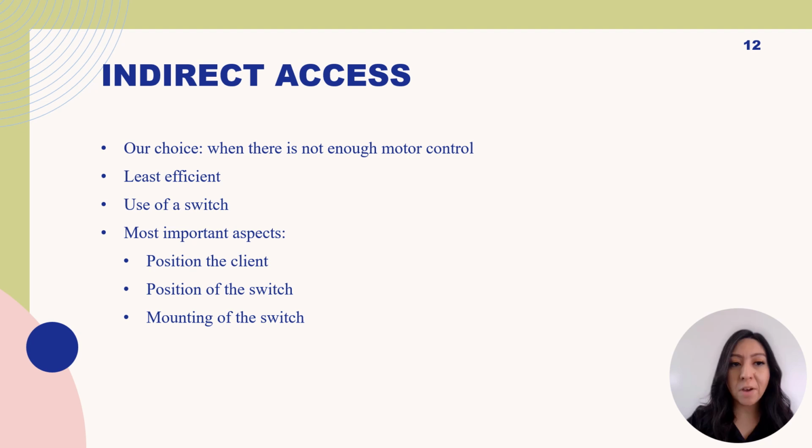So now let's talk about indirect access. So this is going to be our choice when there is not enough motor control. It is the least efficient. This is typically when we use a switch. And the most important aspects to consider will be positioning the client, positioning of the switch, and mounting of the switch.